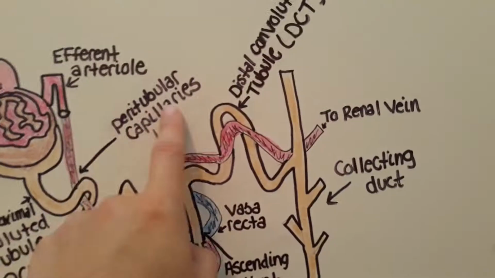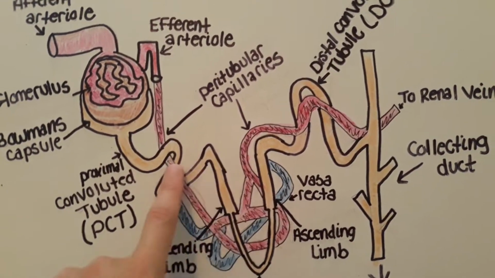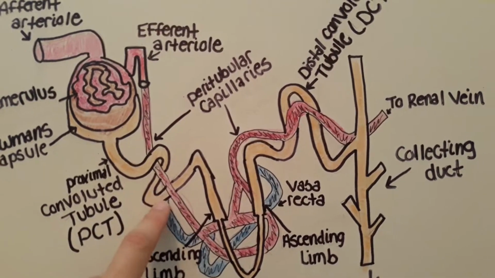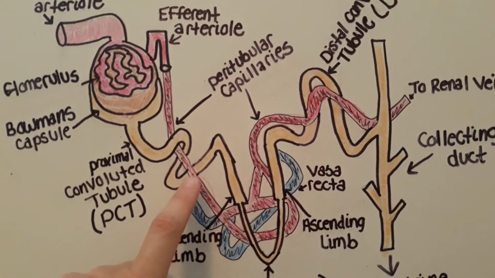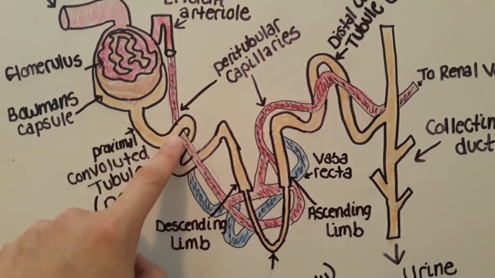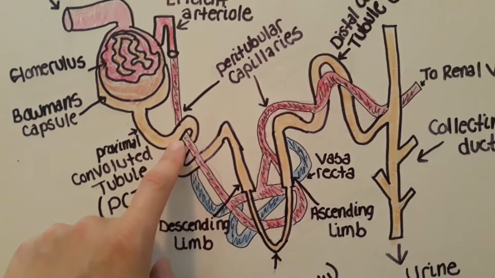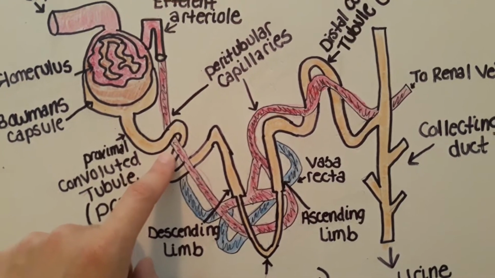So these are the peritubular capillaries, which I just mentioned, and they surround the tubule and receive the reabsorbed nutrients. The albumins and other proteins in these capillaries create high osmotic pressure, which increases reabsorption.